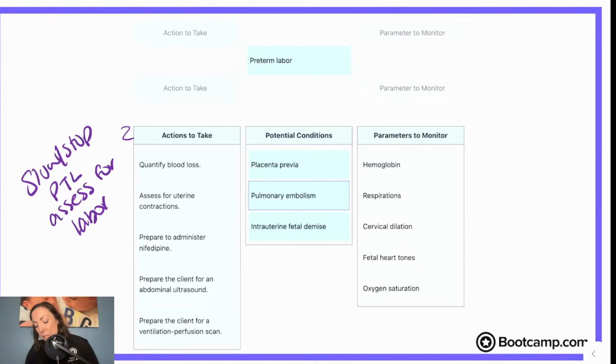All right, so let's look at our next one, assess for uterine contractions. Do we want to do that? I've seen lots of people say this. Yep, Ashley's on it, assess for uterine contractions.